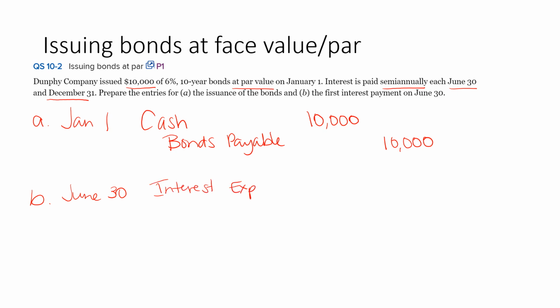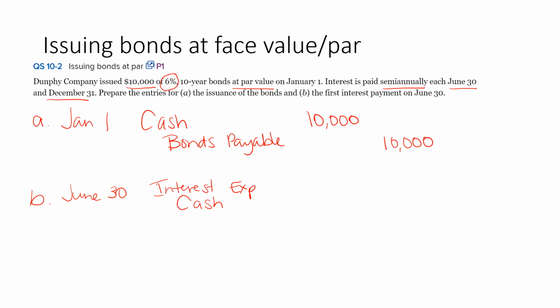And the corporation is paying out that interest in cash, so we credit cash. And now we have to figure out the amount of that interest payment. So you can see that the rate is 6%. The interest rate is 6%, but that is an annual rate. And we're making an entry for a semi-annual, so only half of a year's worth of interest.